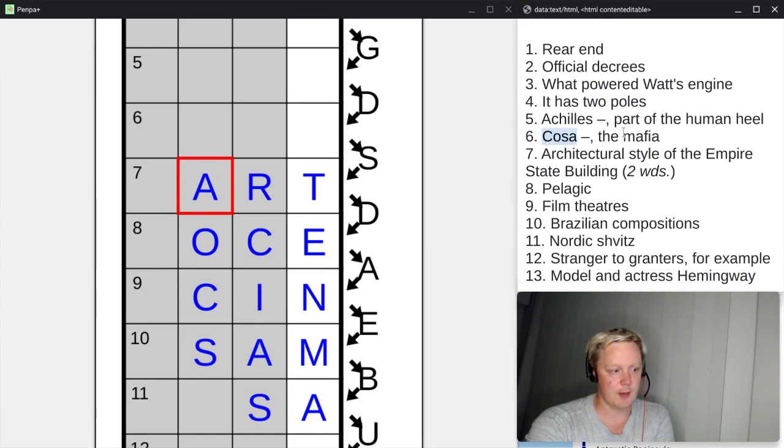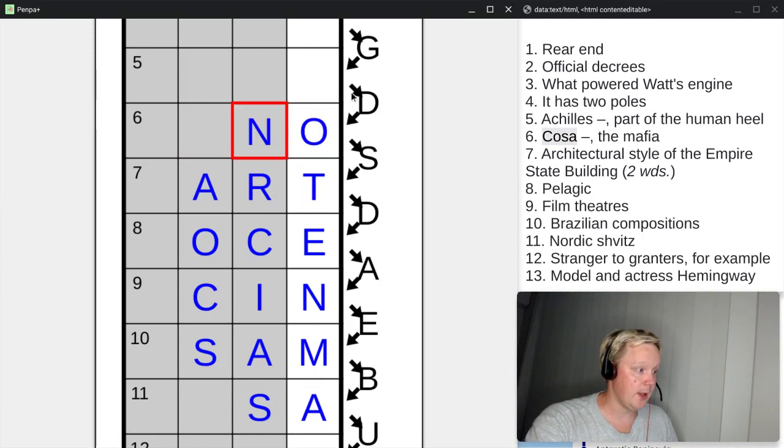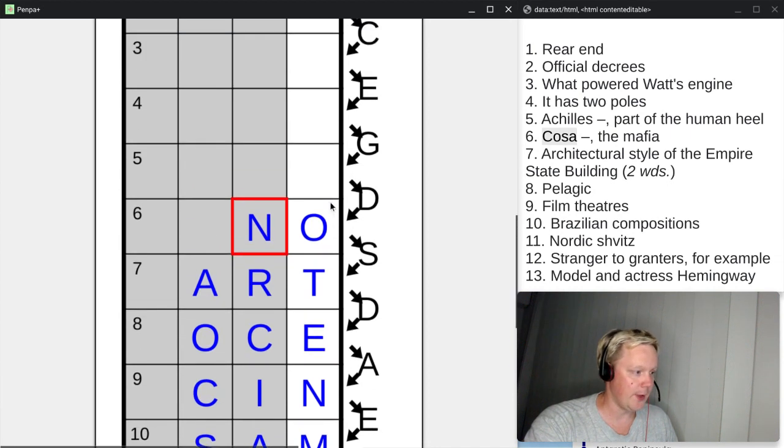And that gives us the ending of STRA for 6. And 6 is Cosa something, which is the mafia. And that's the Cosa Nostra. Another name for the mafia. Nostra there. Giving us DON for the ending of 5.